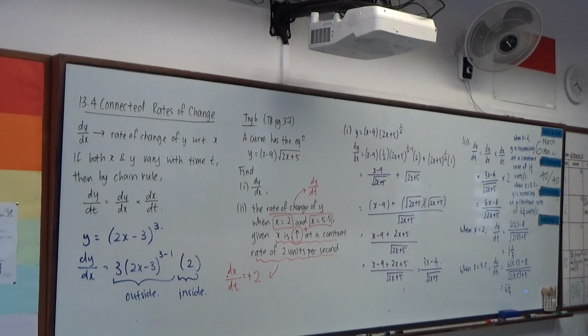Likewise, when x equals 5.5, y is actually increasing at a constant rate of 6 1/4 units per second as well. You need to write down the units, because if you don't have the units, then you will also be penalized.